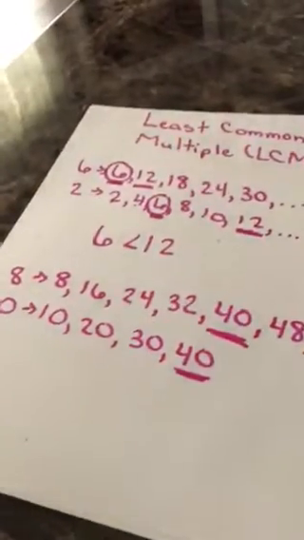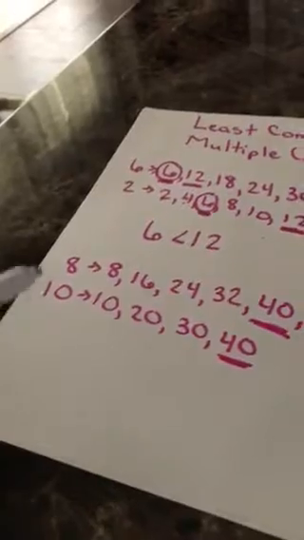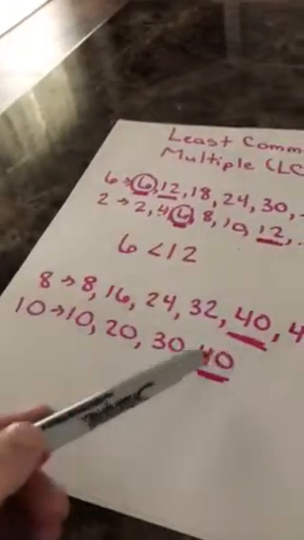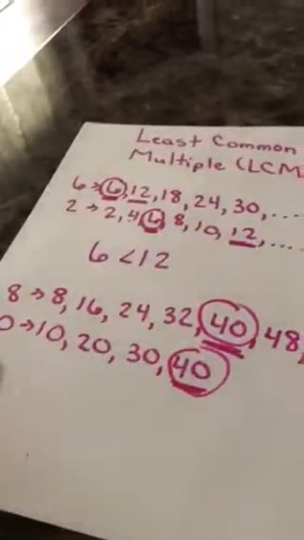If I were to keep counting, I would see that 8 had a multiple of 80. I would see that 10 had a multiple of 80. But remember, least common multiple means the multiple that they have in common first when you list the multiples. So the answer would be 40.